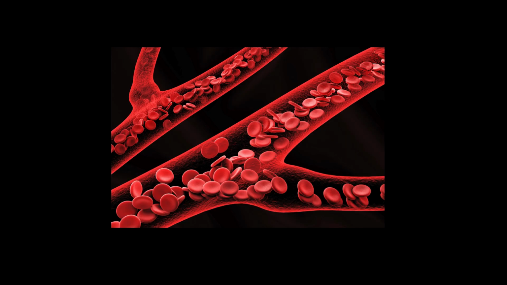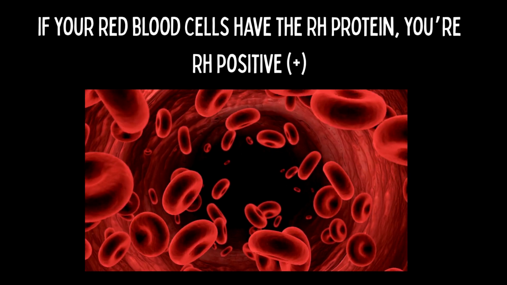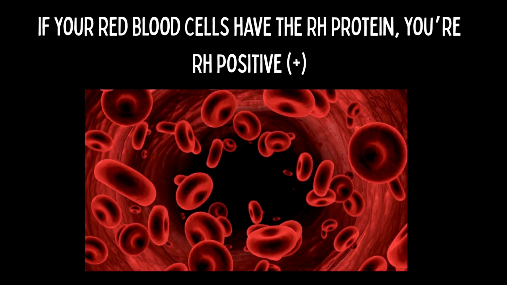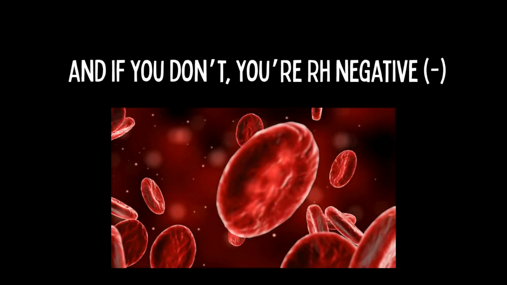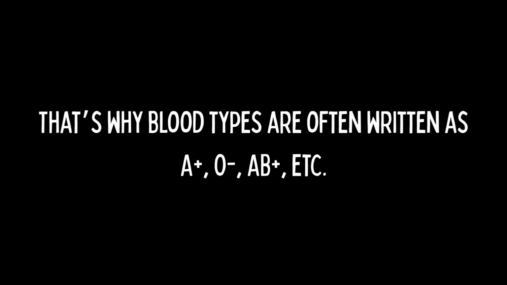But there's another important factor, the Rh factor. This is another protein that can be present on the surface of red blood cells. If your red blood cells have the Rh protein, you're Rh positive (plus), and if you don't, you're Rh negative (minus). That's why blood types are often written as A plus, O minus, AB plus, etc.